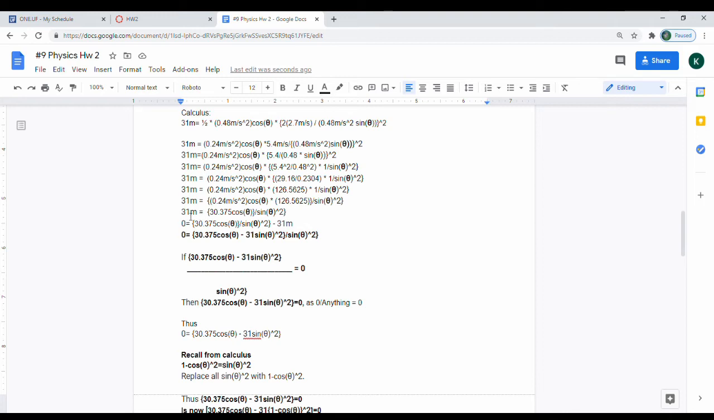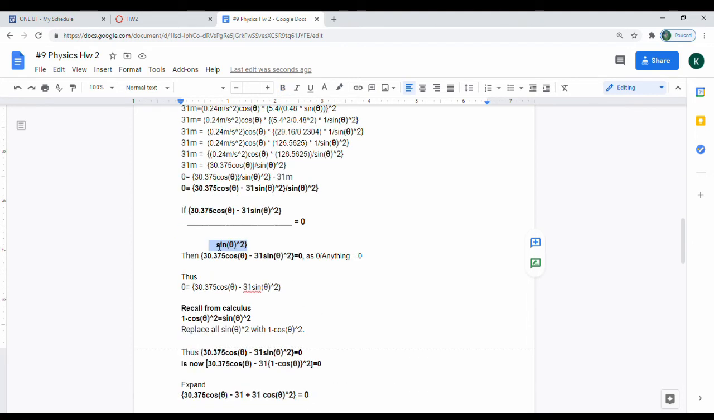So then I subtract 31 from both sides, gives you 0. And now we're stuck with this number. And now we have to think, if this divided by sine theta squared equals 0, then the top has to equal 0. The reasoning is 0 divided by anything, regardless what sine theta is, is 0. So the top has to equal 0. So we can drop the sine theta squared. That's the reason why I separated it, by the way. And then we can make this 30.375 cosine theta minus 31 sine theta squared equals 0.